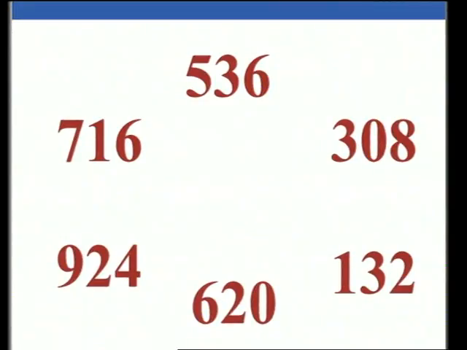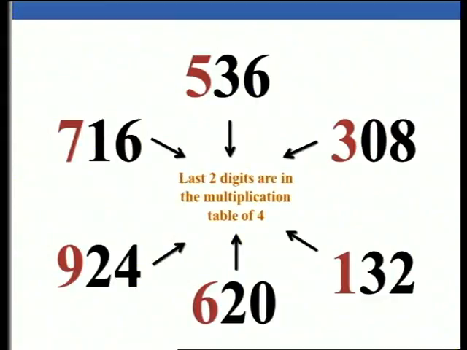But now have a close look at the last 2 digits. Can you tell me what common thing you can find in them? Sir, 36, 8, 32, 20, 24, 16, the numbers are from the table of 4. Very good, sir. So let's check completely whether the number 536 is also divisible by 4 or not.